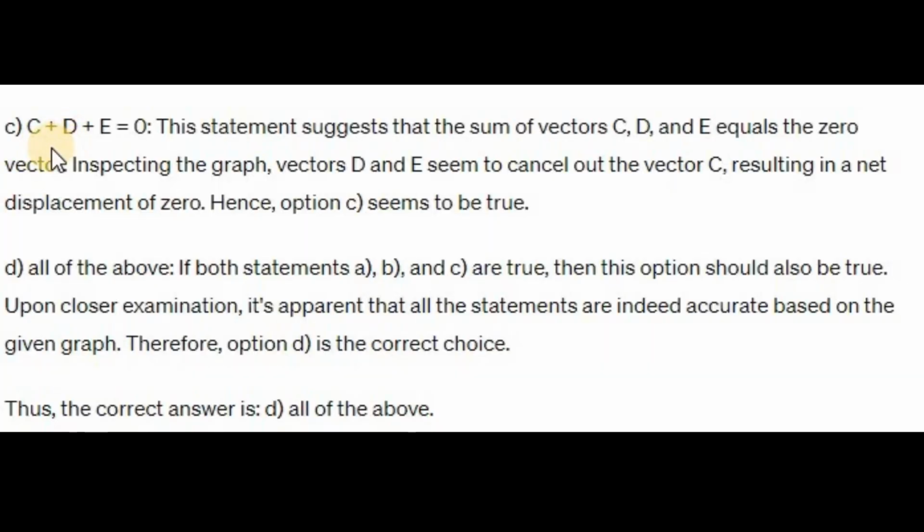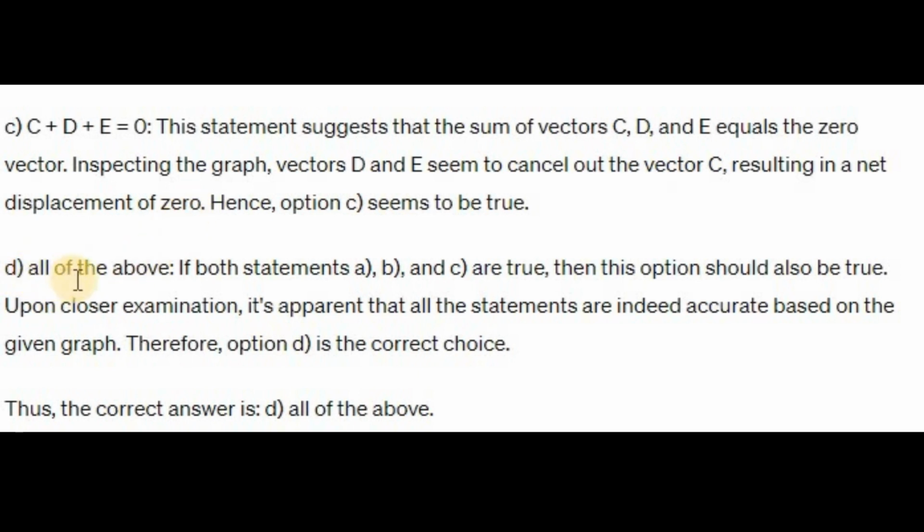C. C plus D plus E equals 0. This statement suggests that the sum of vectors C, D, and E equals the zero vector. The graph shows vectors D and E seem to cancel out the vector C, resulting in a net displacement of 0. Hence, option C seems to be true.